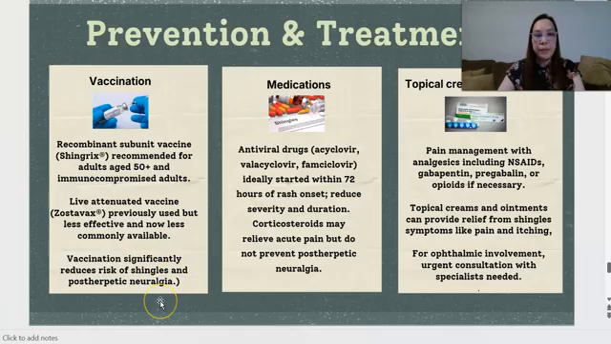Next is the medications for treatment. Antiviral drugs like acyclovir and valacyclovir should be taken within 72 hours of rash appearance to reduce the severity. Corticosteroids can help with immediate pain but don't prevent long-term pain issues. Topical creams and ointments. Pain can be managed with painkillers like NSAIDs, or if needed, stronger medications will be used. If the eyes are affected, seeing a specialist will be important and recommended. Overall, the focus is on getting vaccinated and early treatment to manage and reduce symptoms effectively.